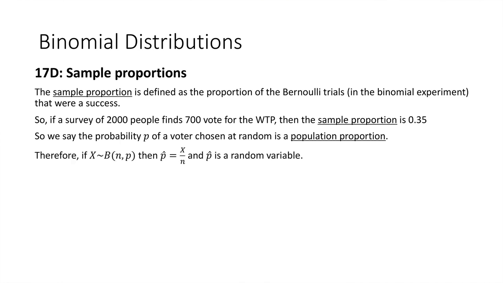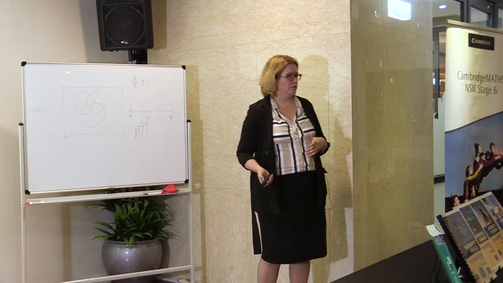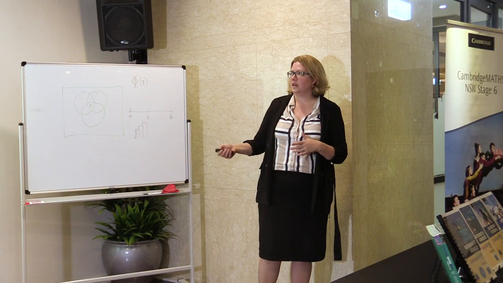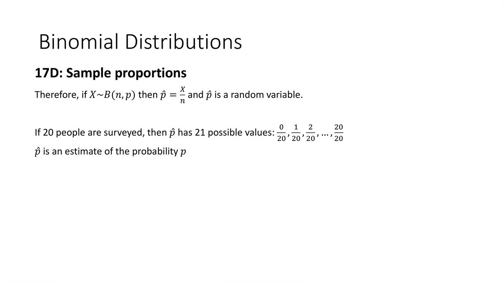So if X is the binomial distribution with n and p, then we say that this p hat is the particular value X takes over the total number of times we've done it altogether. And p hat is a random variable. So then we can deal with that random variable like this. If 20 people are surveyed, then p hat has got 21 different possible values, 0, 1, 2, 3, 4, etc., and it's an estimate of that probability. So I can write this, that is the same as that, and this formula we've just had with the binomial distribution.